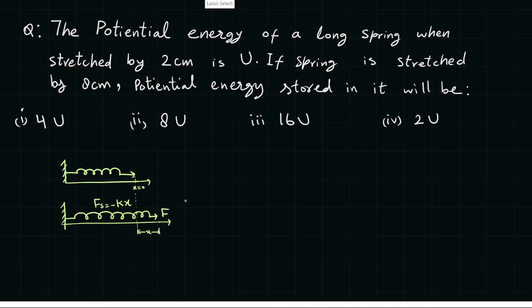We know potential energy stored by a spring is given as 1/2 kx², where k is the spring constant, which tells us about the stiffness and the softness of the spring. If the spring is stiff, k will have bigger values, and if it is soft, k will have smaller values. And x is the length by which the spring is stretched or compressed.